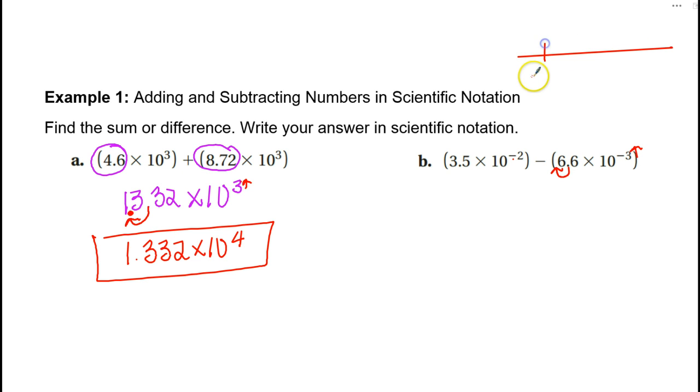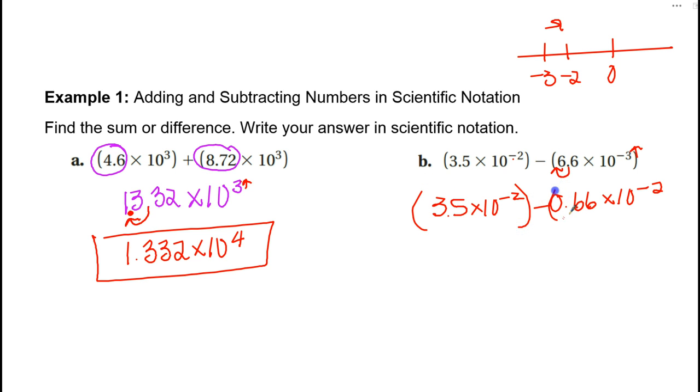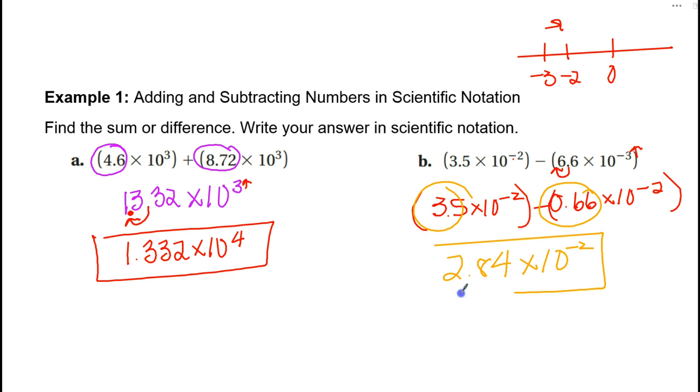And be careful, when an exponent is negative and it's going up by 1, it's really the exponent that is going to be a negative 2. So this is really the same thing as 0.66 times 10 to the negative 2nd. If I rewrite this, I have 3.5 times 10 to the negative 2nd minus 0.66. Now that my powers of 10 are the same, I just subtract the first two numbers. So 3.5 minus 0.66 is 2.84, and this is times 10 to the negative 2nd.